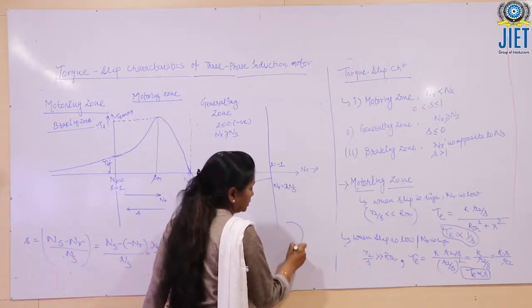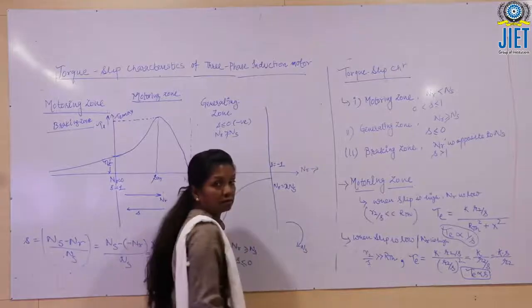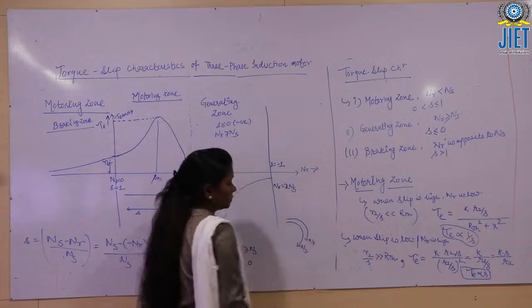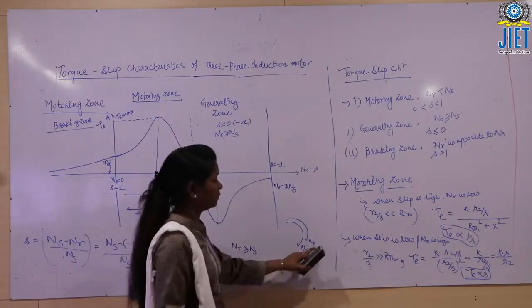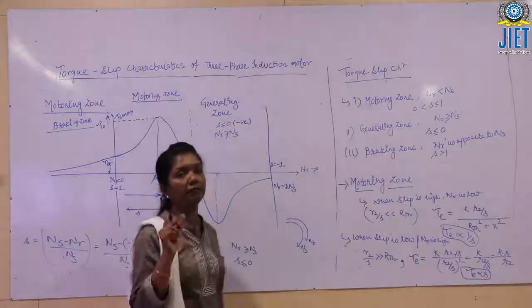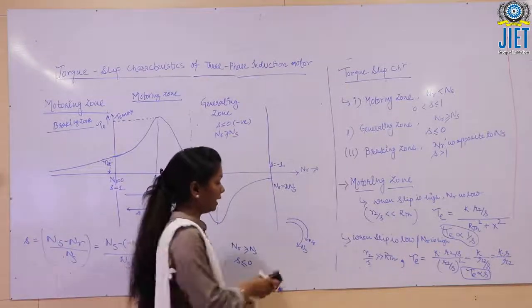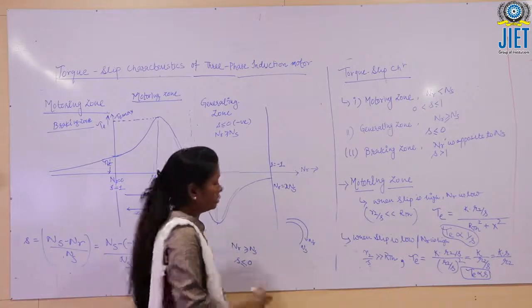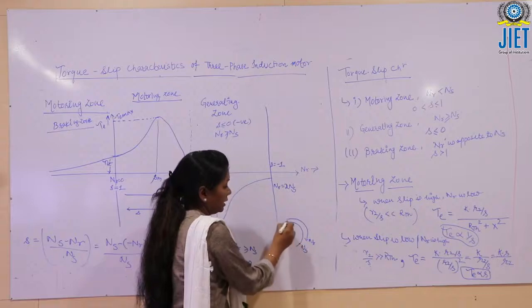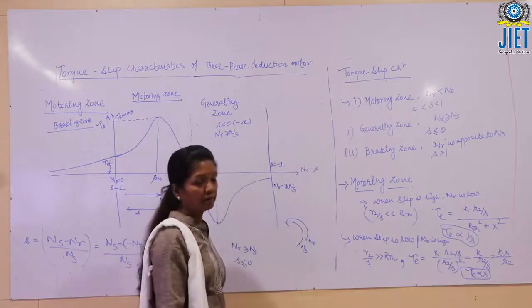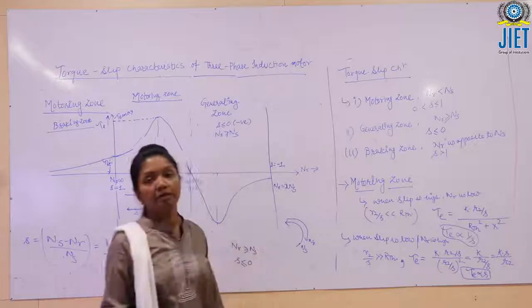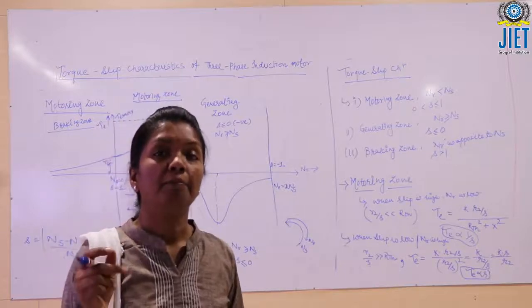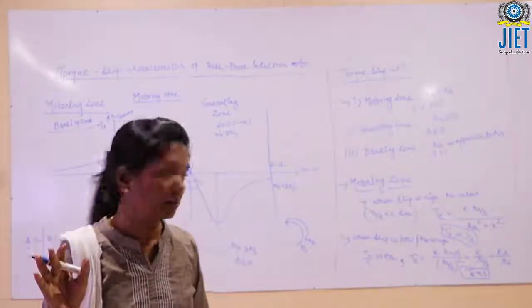Suppose this is the direction of magnetic field and it was the direction of rotor. So the relative speed becomes NS minus NR because both are revolving in the same direction. But now what has been done, this synchronously rotating magnetic field is just reversed. And how has it happened? The synchronously revolving magnetic field is reversed by changing the phase sequence of the supply.